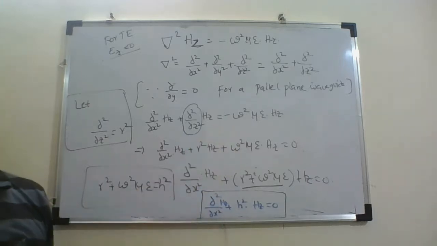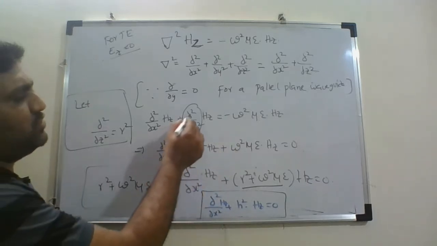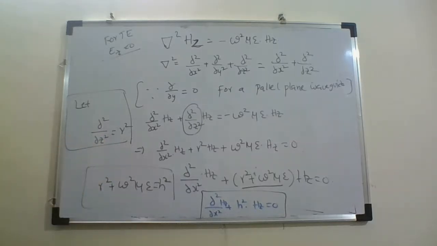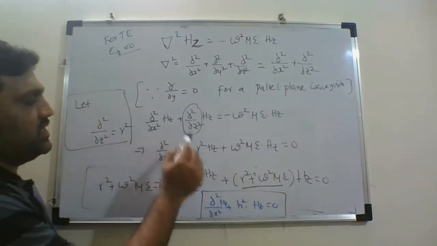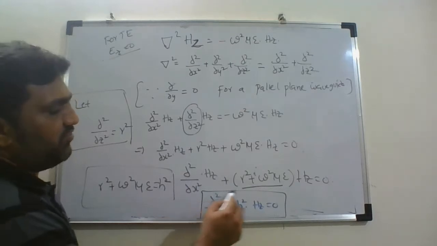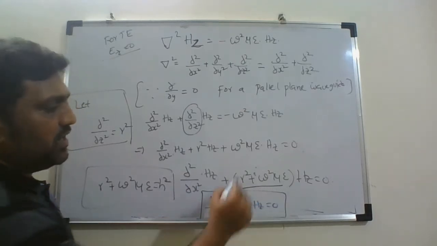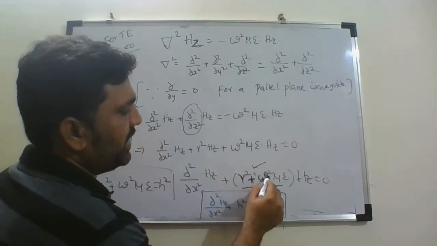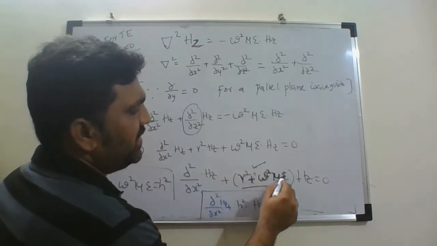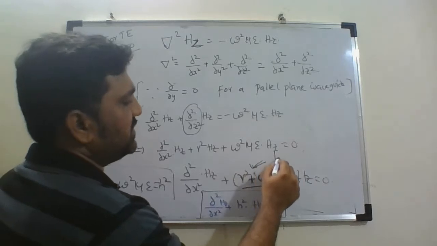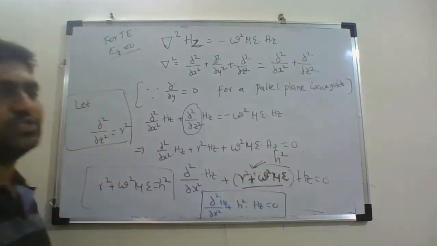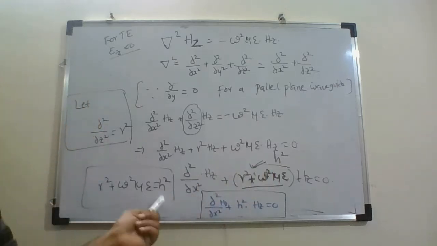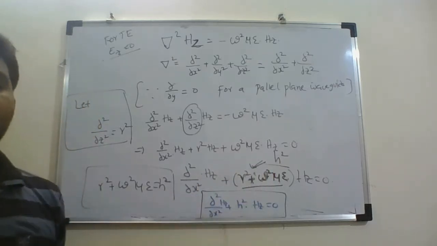We get this equation. Here I am assuming that ∂²/∂z² is equal to γ². Replacing this, we get something like this, and from this I get the equation like this. Now here again, γ² + ω²με, we consider this property as a constant, which is given by small h², which we represent as h². So when I substitute, I'll get the final equation like this.